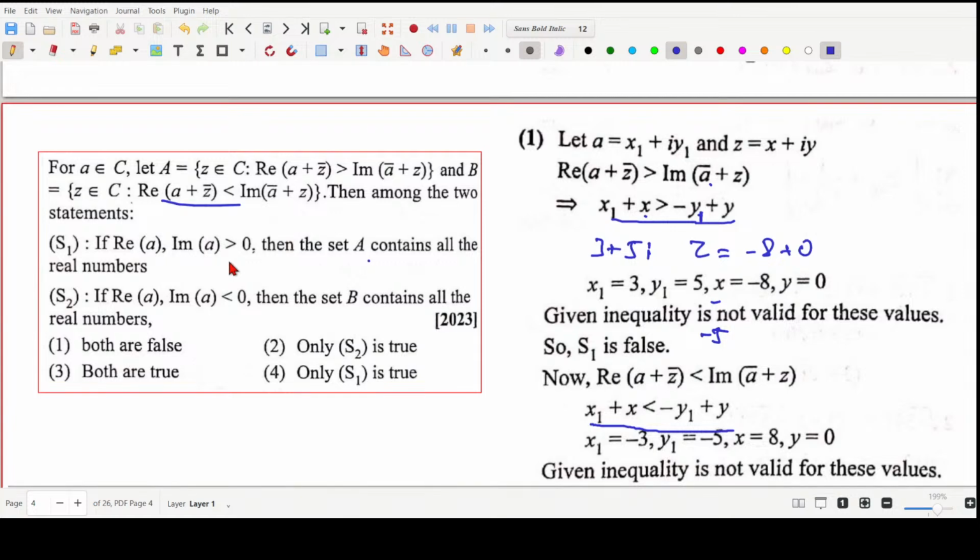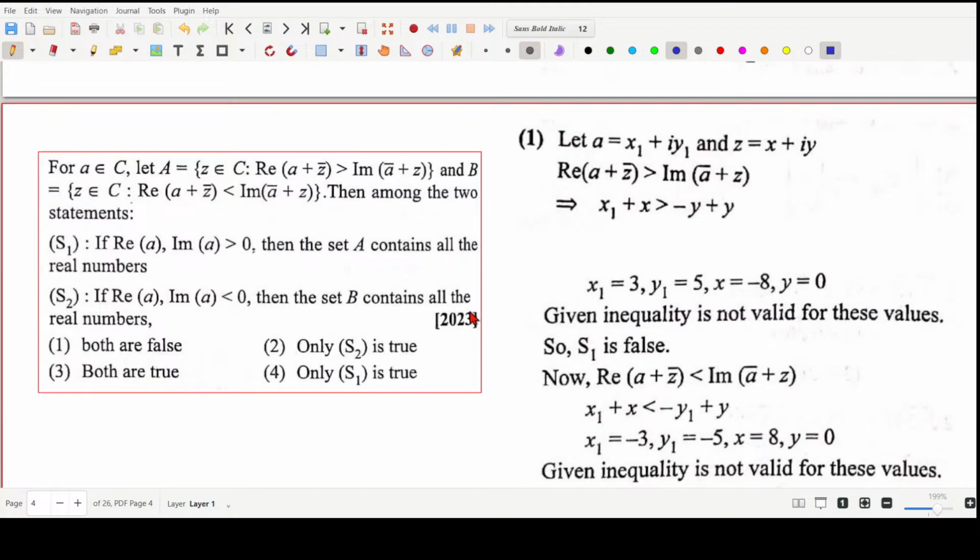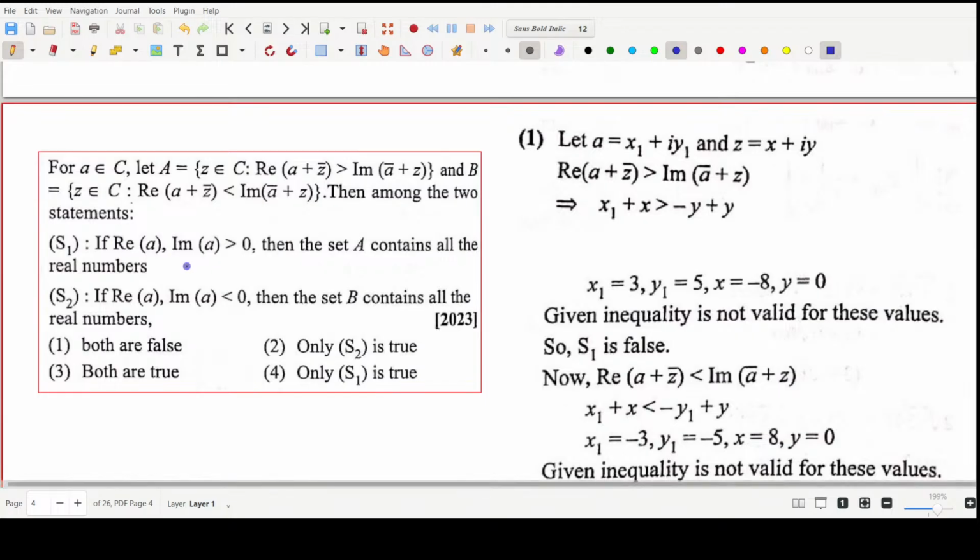Understood? Is this clear? What it is trying to say is, if real of a and imaginary of a is greater than 0, if real of a and imaginary of a equals 0, then this z, whatever we are figuring out, this z is the set of all real numbers. That's what he's saying.